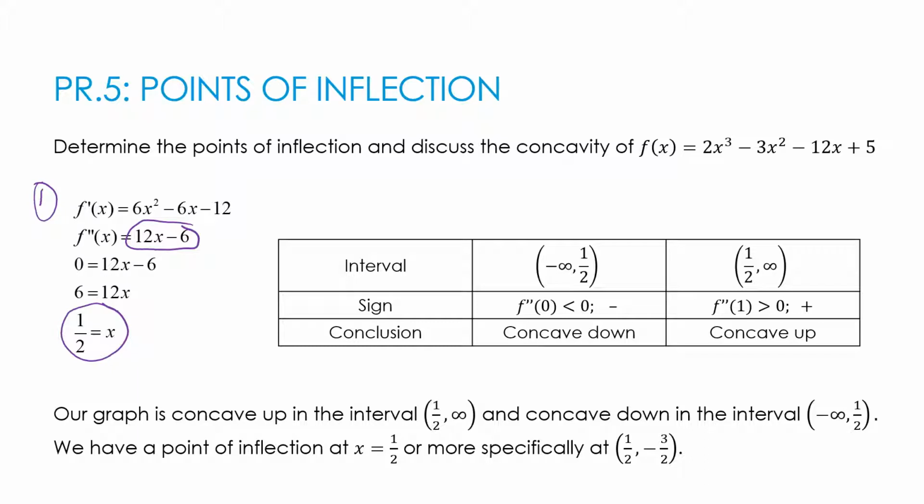So notice I've broken my interval into just 2 parts, separated at the 1/2 mark. Plugged those back into f double prime to find concave down and concave up. And then again, to discuss concavity, I would just give those 2 intervals, and then I would talk about the fact that I have a point of inflection at x equals 1/2. And if I wanted to be more specific, I could take 1/2 and plug it back up here to get 1/2 comma negative 3/2.